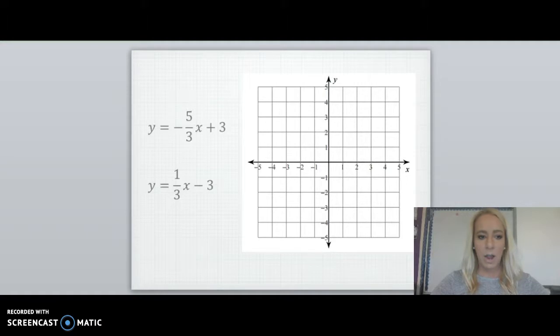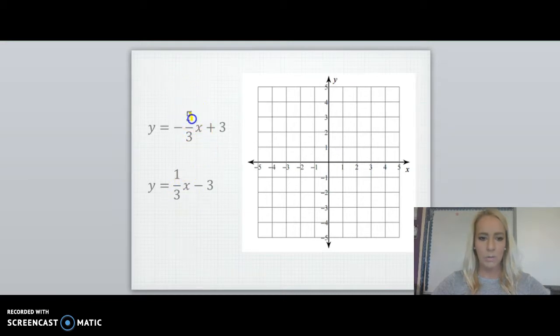So let's look at our video example. Y equals negative 5/3 x plus 3 and y equals 1/3 x minus 3. We have to find an ordered pair that satisfies both of these equations. Both equations are in slope-intercept form, so we can graph each of these equations to determine where these lines meet.